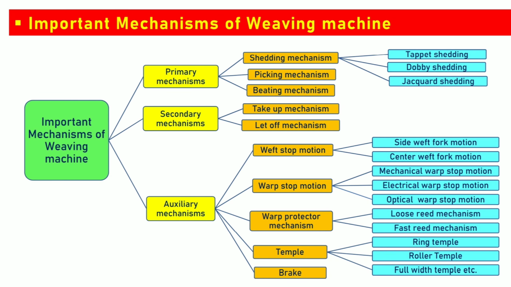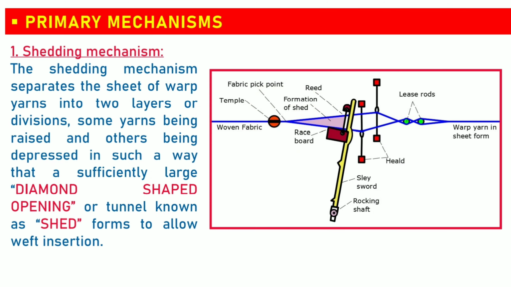The satellite view of mechanisms is shown here with detailed information. Here, primary mechanisms are very essential. Without these mechanisms, fabric formation is not possible. Secondary mechanisms take care about supply and delivery of material. To get high productivity and good quality of fabric, additional mechanisms called auxiliary mechanisms are installed onto the weaving machine. Let's understand each mechanism in brief.